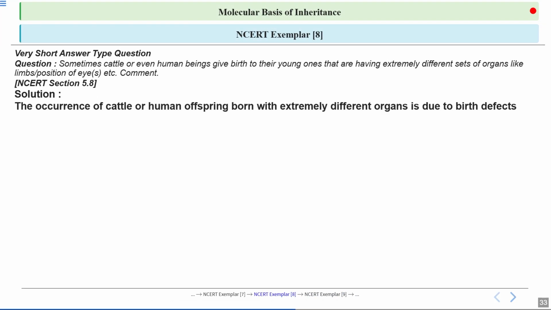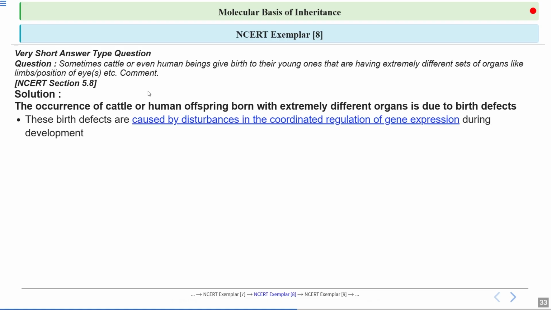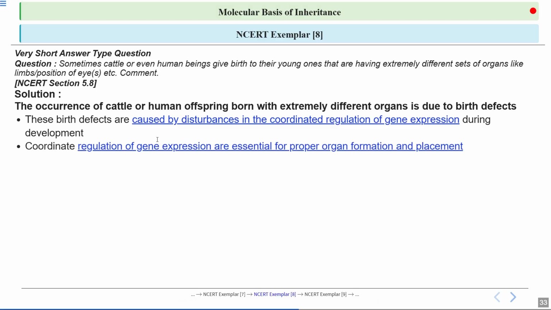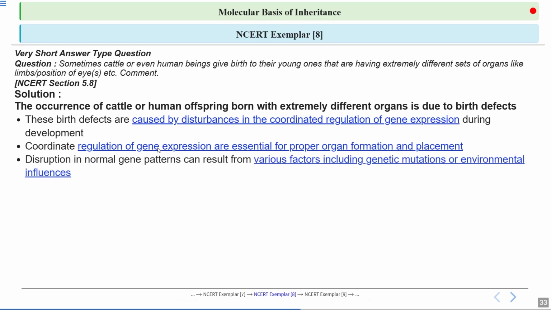So let's have a look at the answer. These are known as birth defects. They are present by birth, so they are known as congenital. These birth defects are caused by disturbance in the coordinated regulation of the gene expression during the development. Remember this. Gene expression is being disturbed here. This coordinated regulation of the gene expression is very essential for proper organ formation and placement. Now, this disruption can occur due to genetic mutation or due to environmental influences.